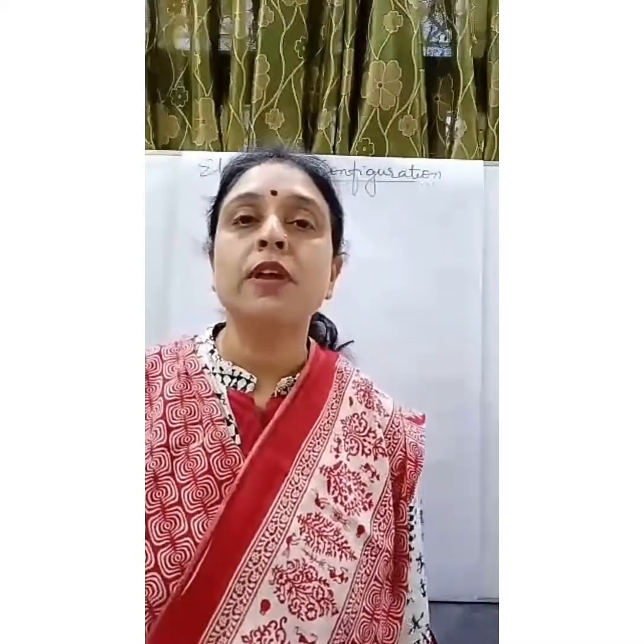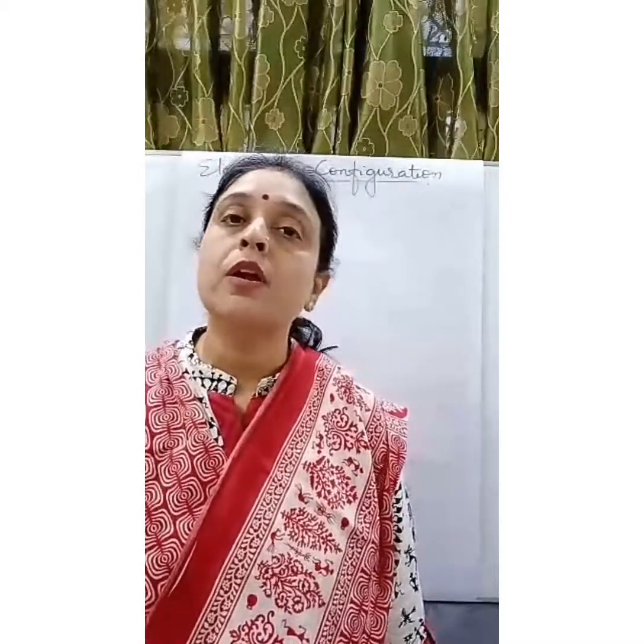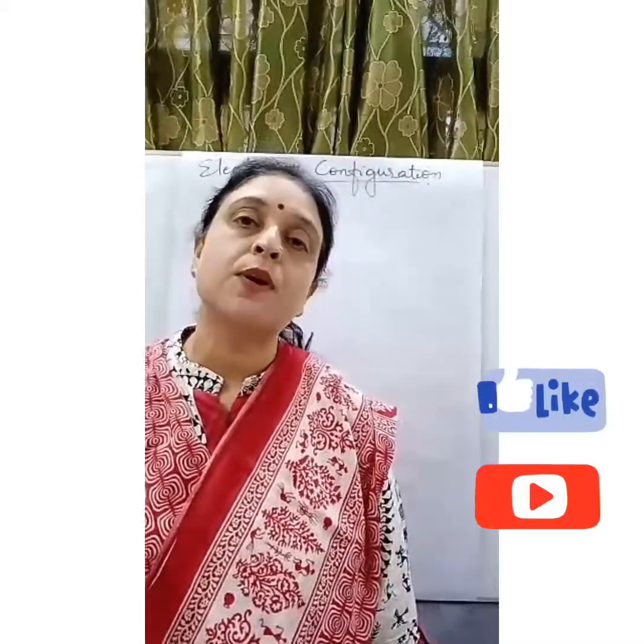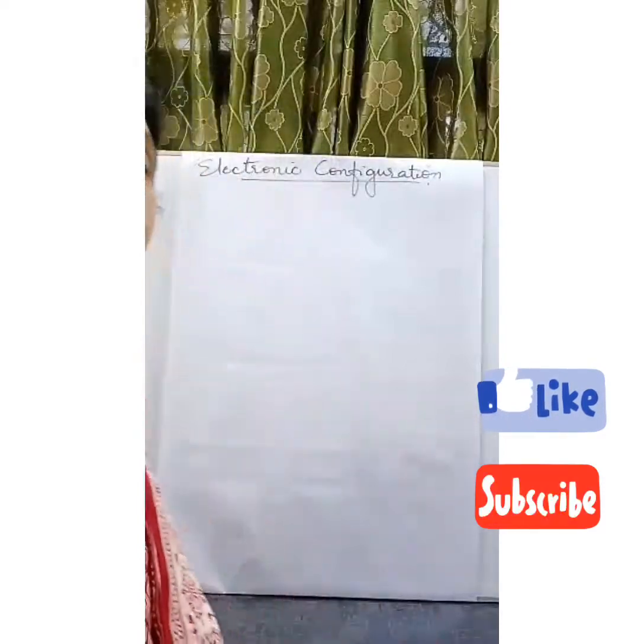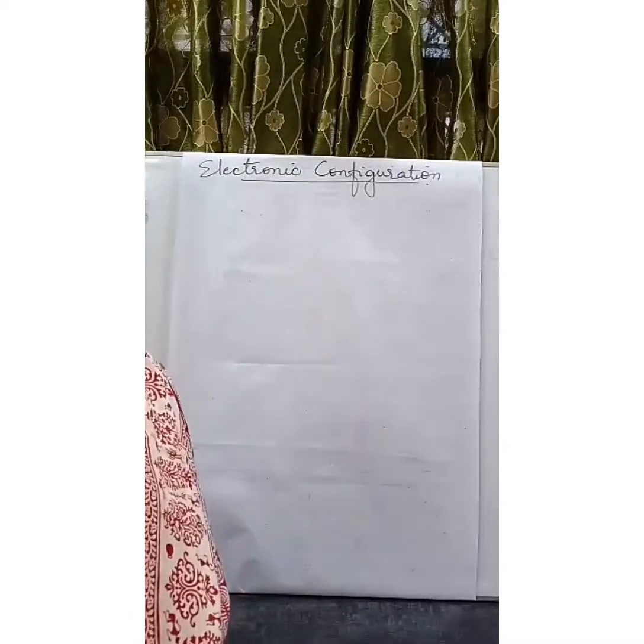In this video, we will be discussing the electronic configuration of elements from atomic number 21 to 30. Electronic configuration basically means the arrangement of electrons in s, p, d, f orbitals. Let us see.